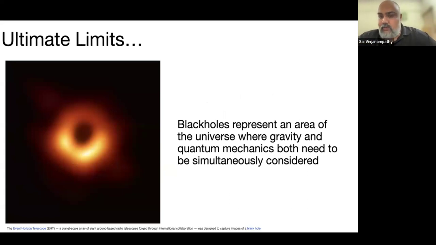So how do you ask the question about ultimate limits, right? So let's think of the most ultimate object that we can think of in the universe, which is a black hole. And here is a real picture of it from the Event Horizon Telescope. Black holes represent an area of the universe where gravity and quantum mechanics are both simultaneously considered to answer the questions that come out of there, right? So this is just to pique your interest.